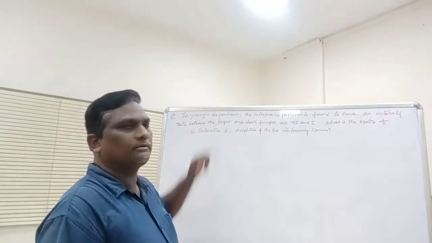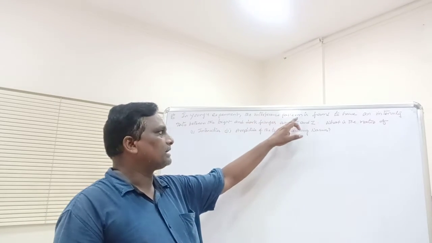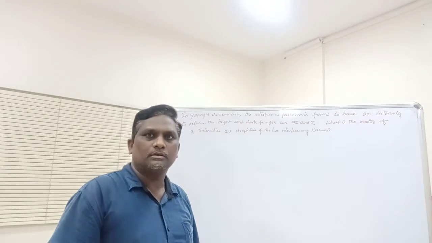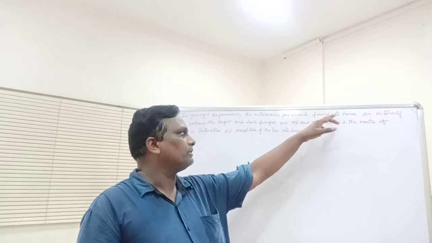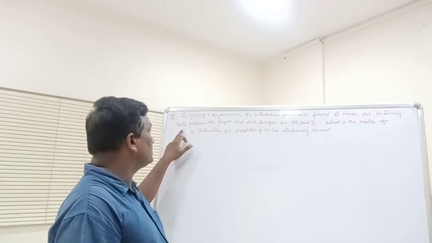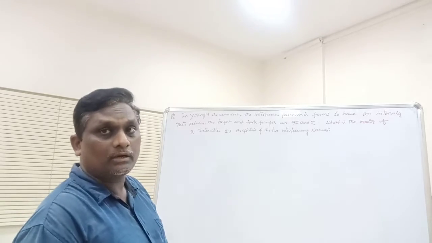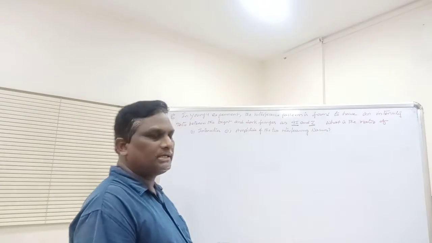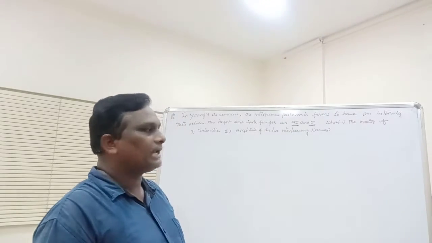In Young's experiment, the interference pattern is found to have an intensity ratio between the bright and dark fringes as 9I and I. Bright fringe intensity is 9I, dark fringe intensity is I.